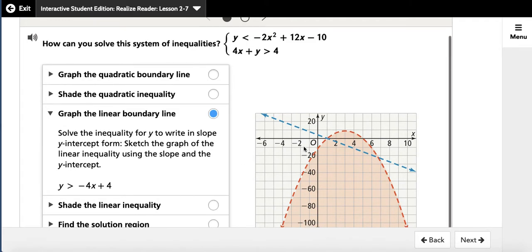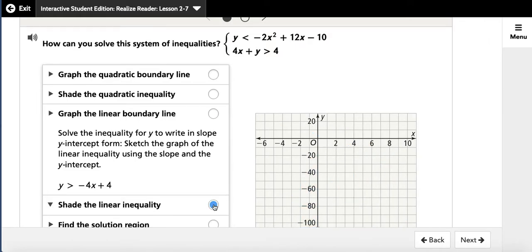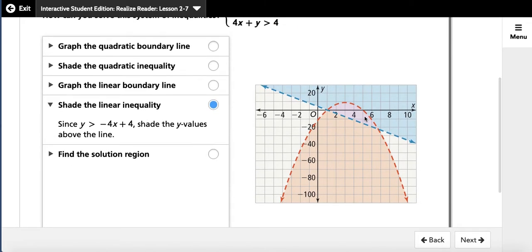And I'm going to test 0, 0 again. 0, 0 is right here below the blue line. Let's see if it works or not. Is 0 plus 0 greater than 4? No, it's not. So I'm going to shade above the blue line. And you notice when you shade above the blue line, we have some section here that's double shaded. That's the answer to the question.